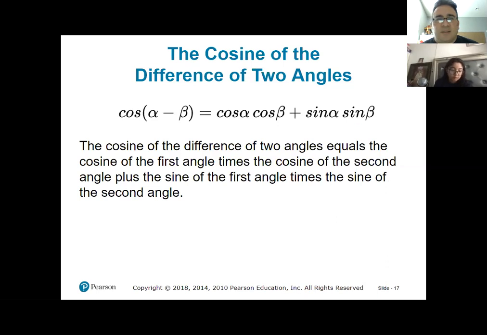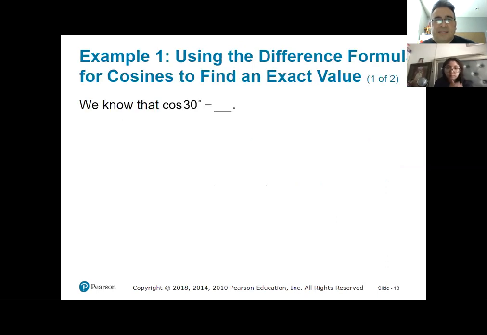All right, so let's see how this applies. Example one. We're going to use this formula to find the exact value. We know that the cosine of 30 is what? Remember, 1, 2, 3, 3, 2, 1. If you don't, write down your table because you're going to be using it a lot for today. And we're going to talk about the things you should know really quickly from now on.